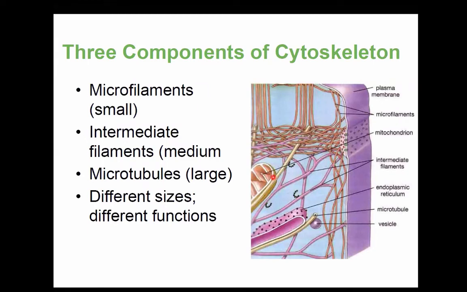Now, three components of cytoskeleton, three kinds of cytoskeleton fibers include microfilaments, intermediate filaments, and microtubules. Microtubules are large, microfilaments are small, and intermediate filaments are in between. So for example, microtubules roughly have 25 nanometers in diameter. Intermediate filaments have 10 nanometers in diameter. Microfilaments are 4 to 5 nanometers in diameter. So this cartoon shows different kinds of protein fibers. You have the microfilaments or the actin filaments, you got the intermediate filaments here, and you got the microtubules.